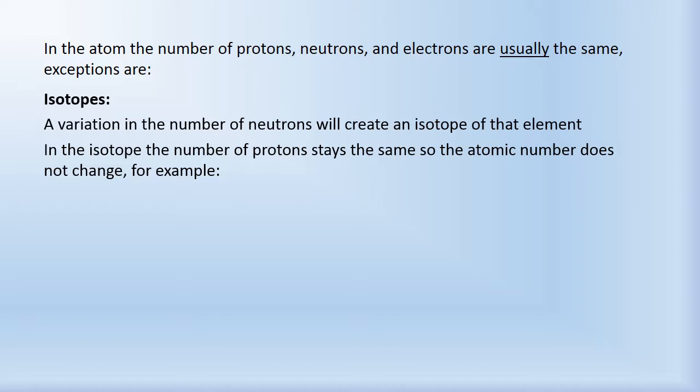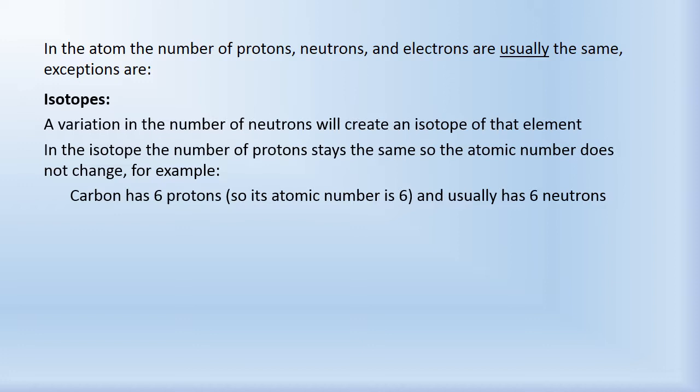So in the isotope, the number of protons stays the same, so the atomic number doesn't change. A good example is carbon. Carbon has 6 protons, so its atomic number is 6, and usually has 6 neutrons. Carbon-14, as you know, used for dating things, has 8 neutrons. So it's 6 plus 8 gives it the number 14. The 6 being the protons, the 8 being the neutrons.